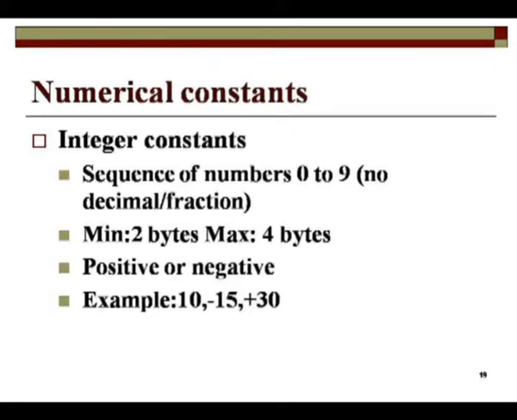Now these are the examples. You can have -15, you can have +30, you can have simply 10. Simply 10 indicates it is a positive value. The only thing we have to remember is they have to be integer numbers. They should not contain any decimals.